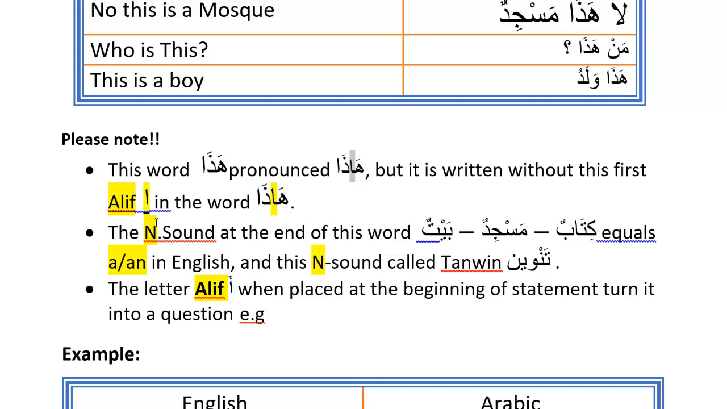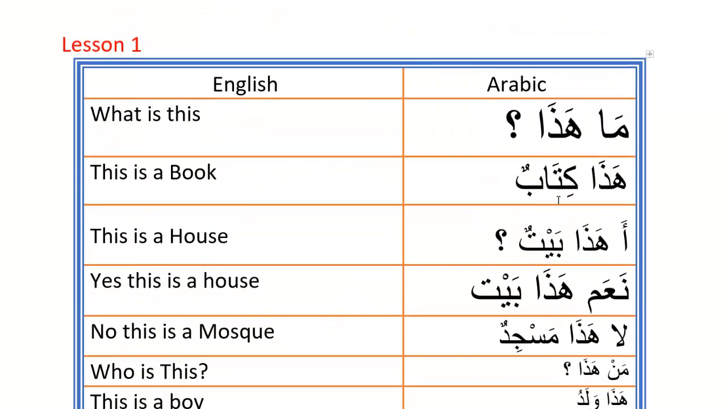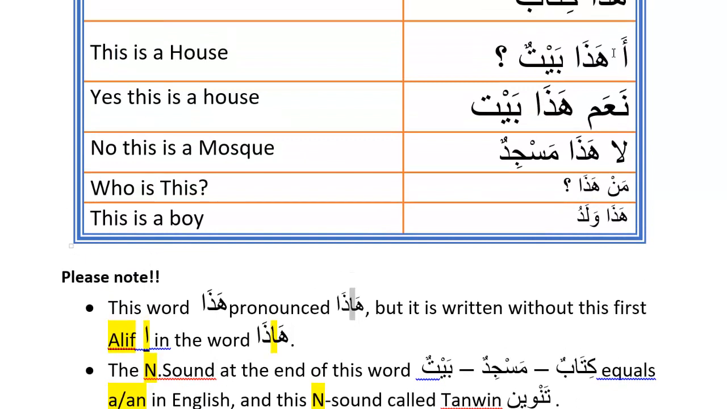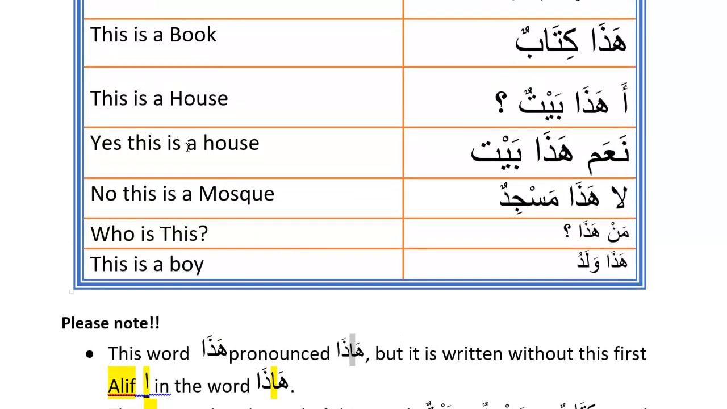If you see also kitabun, the n sound is like kitabun, masjidun, baytun. This is tanween. We call it tanween. Later we will share one video about this tanween. Okay, alif, when you're asking أهذا بيت, this is a house. This is equal to a question in Arabic when you are asking.